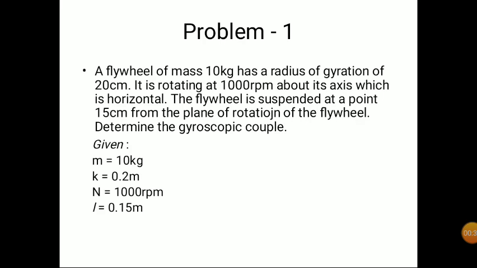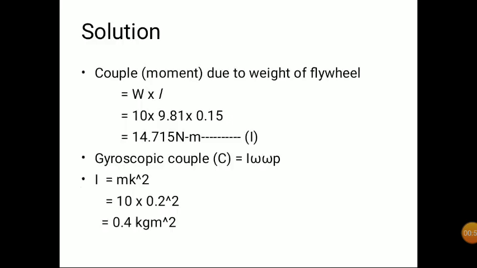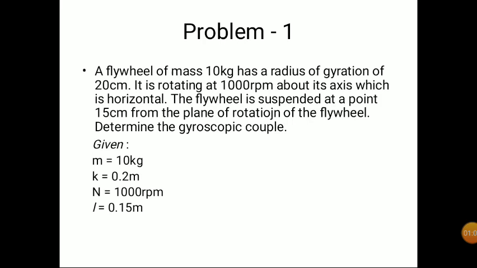Okay, so the given factors are mass 10 kg, radius of gyration 0.2 meter, RPM n is given as 1000 RPM, and finally the length at which the flywheel is fixed is 0.15 meter. So upon going to the solution, we can find that there is a flywheel attached at a distance of 15 centimeters. Given that the flywheel is suspended at a point 15 centimeter from the plane of rotation of the flywheel. So from the plane it is attached 15 centimeter away.